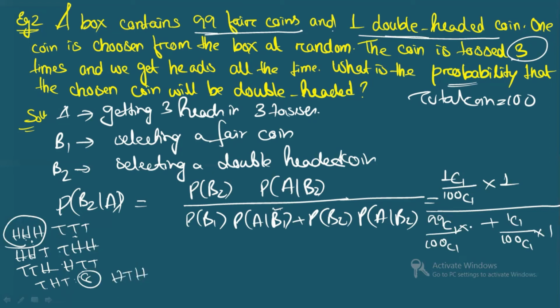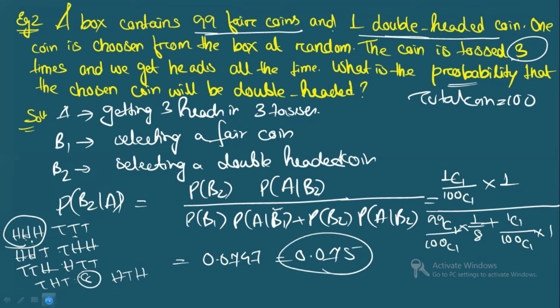So the total is 8, and favorable is getting 3 heads, so it is 1 by 8. When you calculate this, you will get the value to be 0.075. You can calculate and see. Clear? Now we will see the general way.